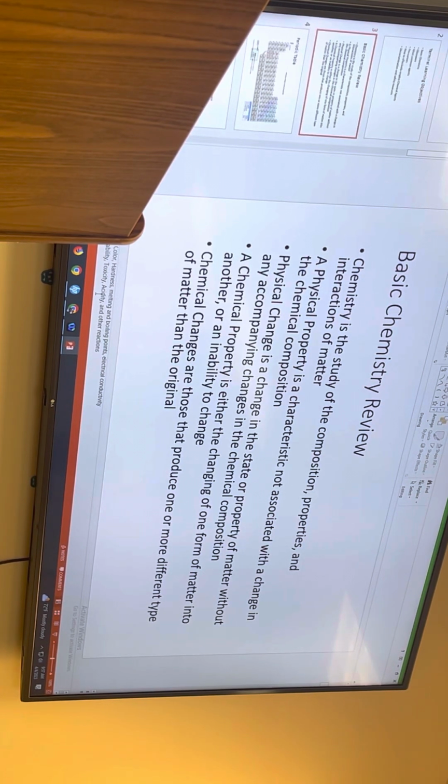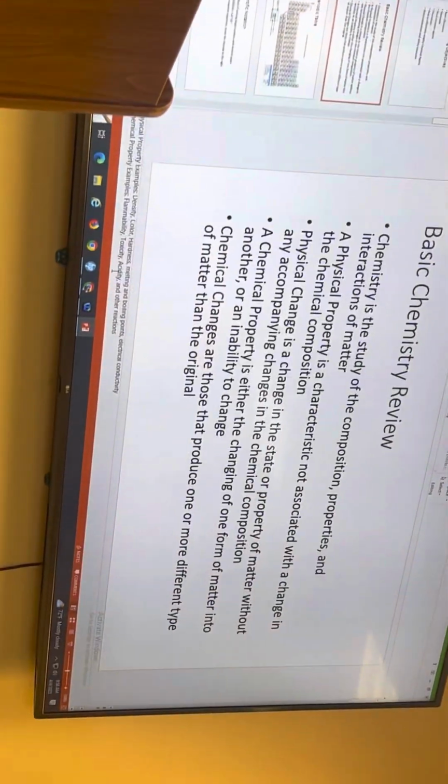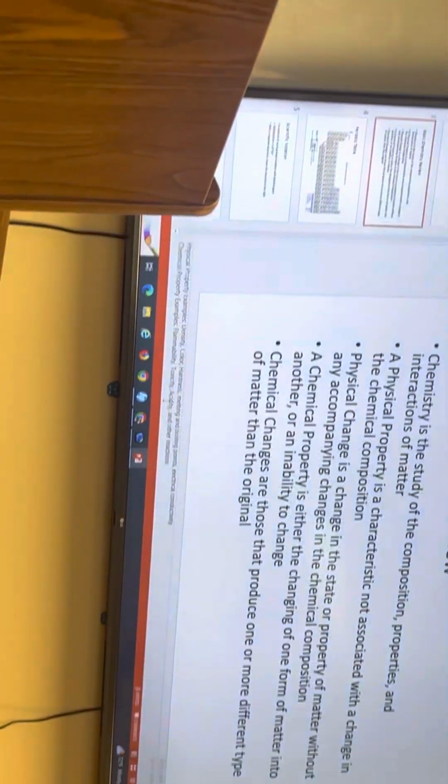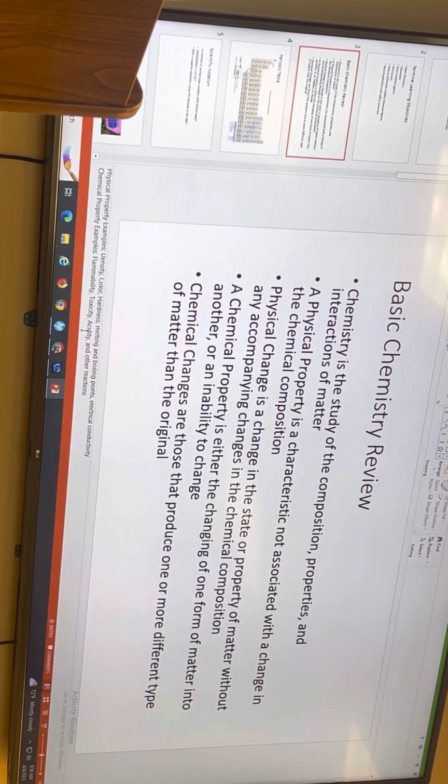Make sense? Chemical changes are those that produce one or more different types of matter than the original. So if something is very acidic, when it starts reacting, it can decompose into two different types of matter. Exactly. That's a chemical property. That's a chemical change.